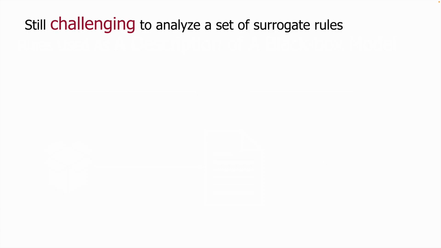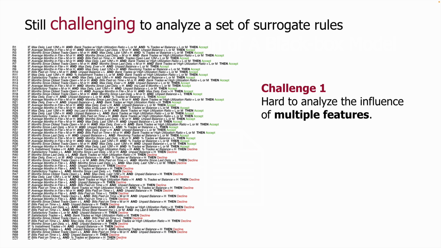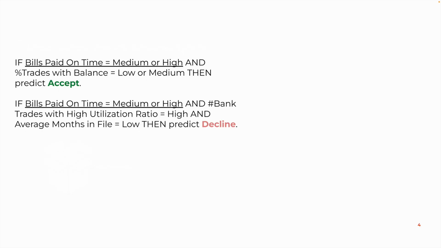However, in real life, it is still challenging to analyze a set of surrogate rules. The first challenge comes from multiple features. Given a set of rules like this, it is hard to figure out how multiple features interact with each other and contribute to the final model decision.